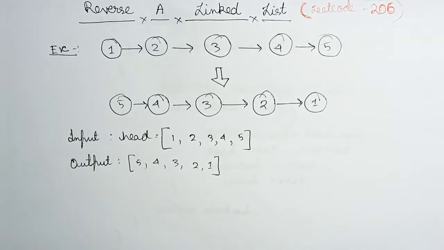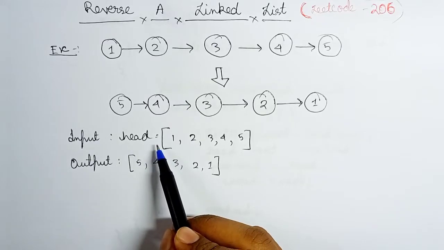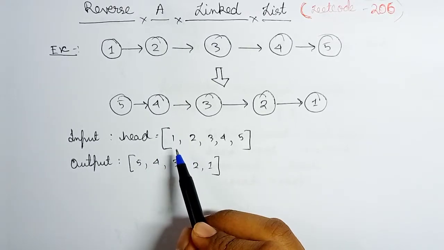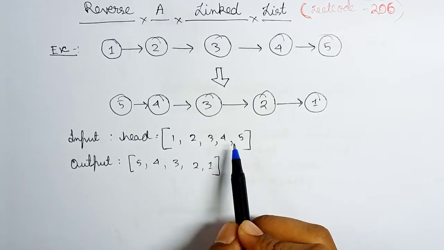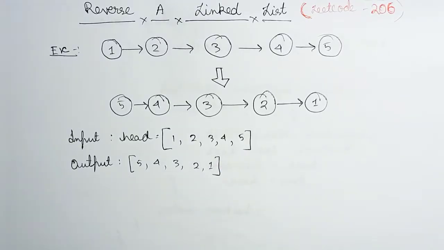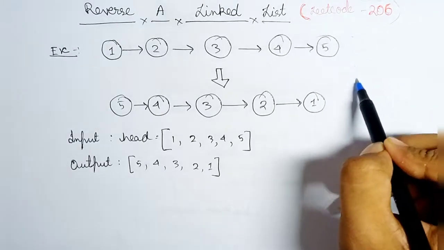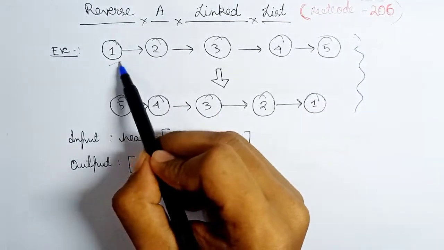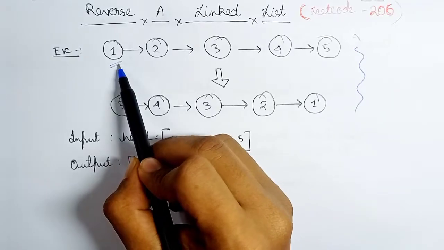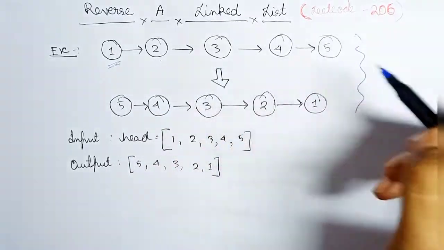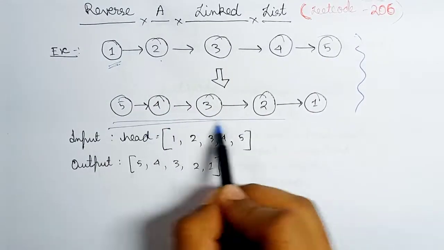The question says, we will be given a singly linked list and we have to print it in reverse order. So this will be the input. The head of the linked list will be given. The contents would be like this: 1, 2, 3, 4, 5, and we have to give the output as 5, 4, 3, 2, 1. We can visualize this in this manner. This is the head, and correspondingly we will get the next node from each of the nodes, and ultimately we have to print it in this manner.